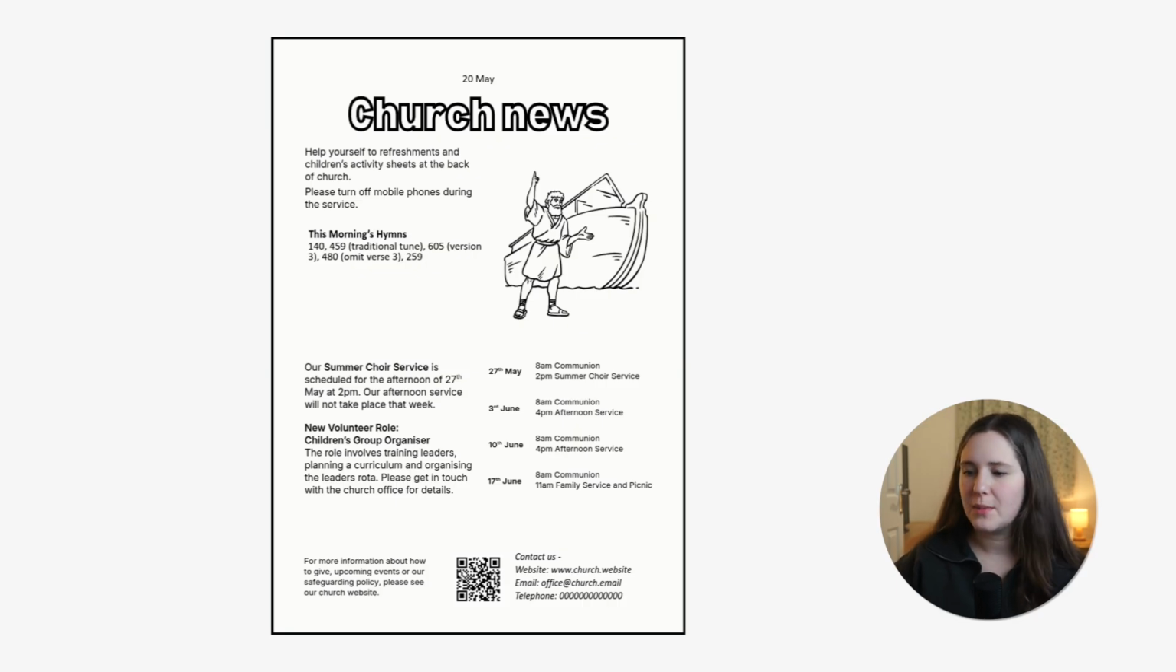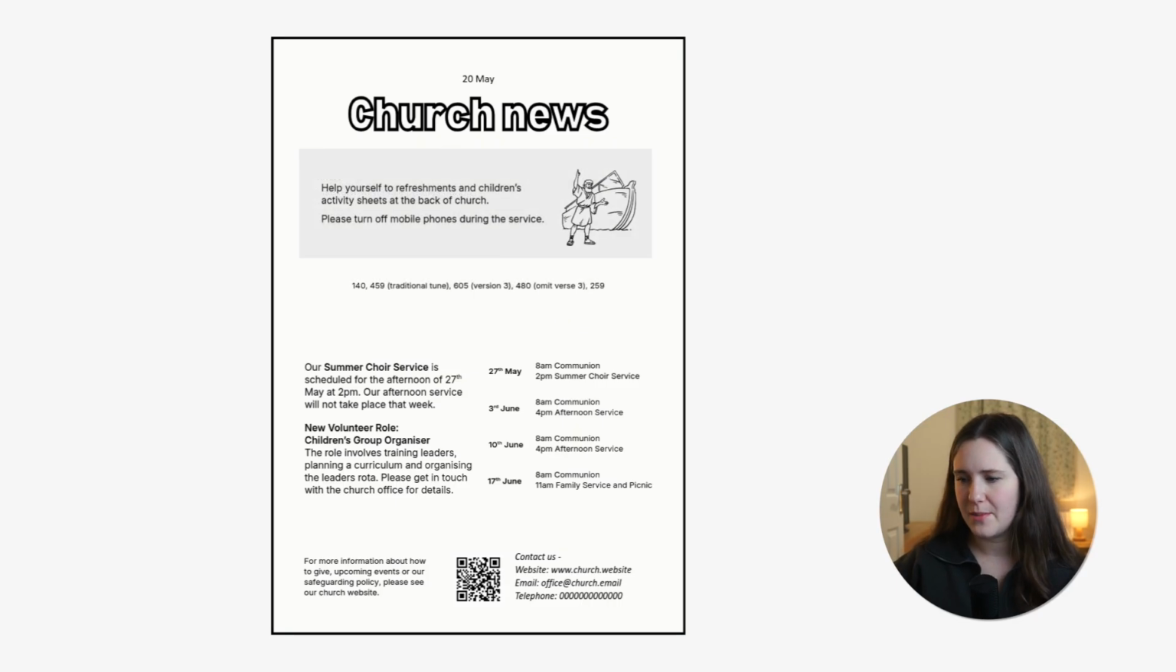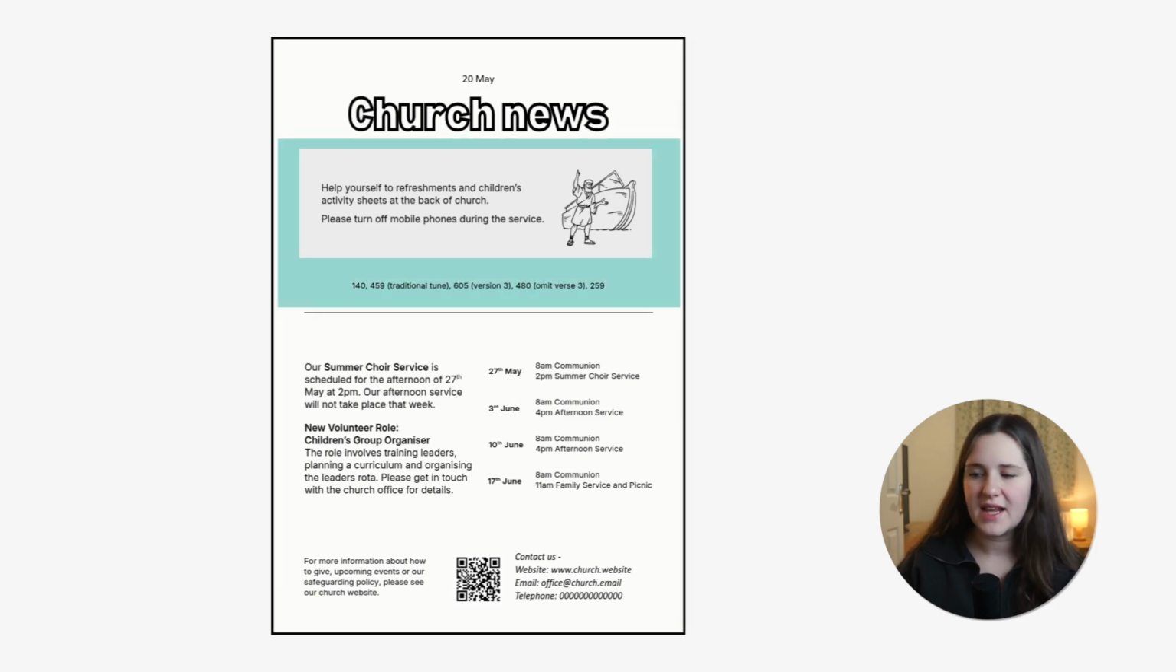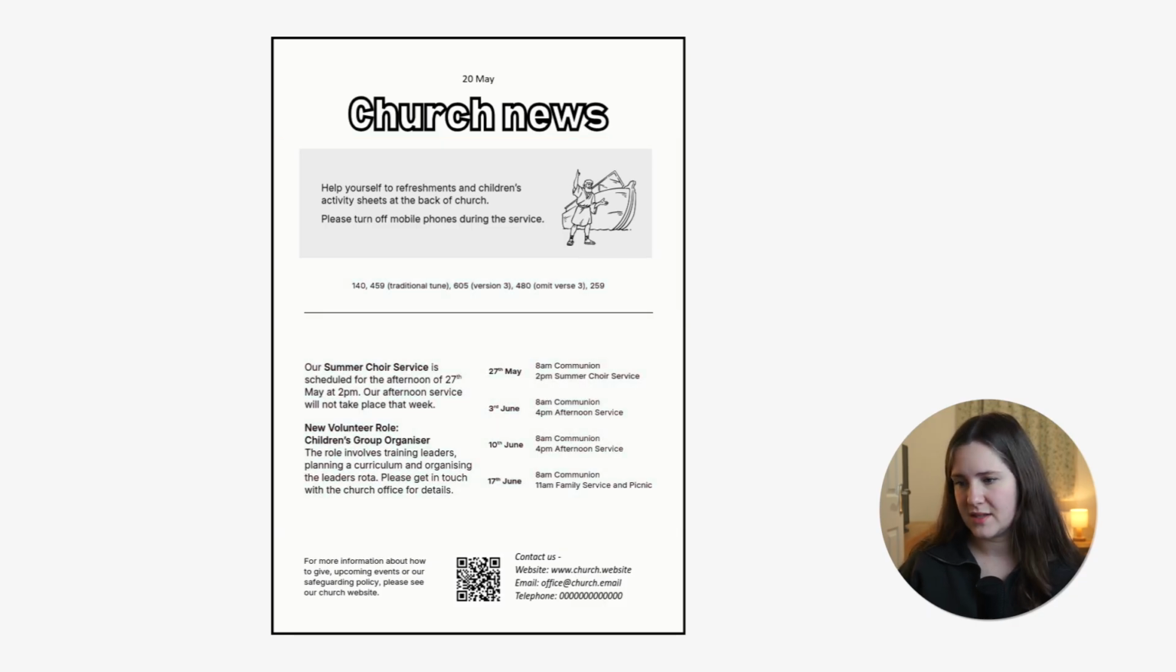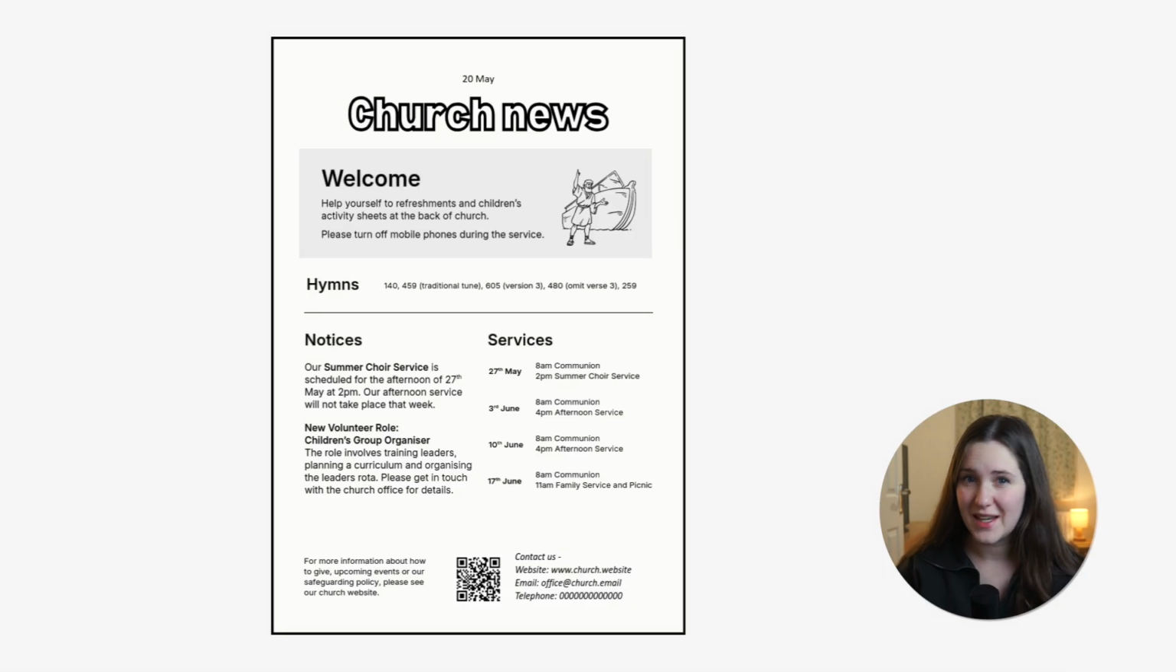So we'll put the welcome information and this image for the sermon in a box at the top so it stands out. And we can put the hymn information underneath. And if we add a horizontal line here, we can make it clear that all the information above that line is related to this particular service. And the information below is all about upcoming events and services. And if we add some titles, we can make it even more clear.